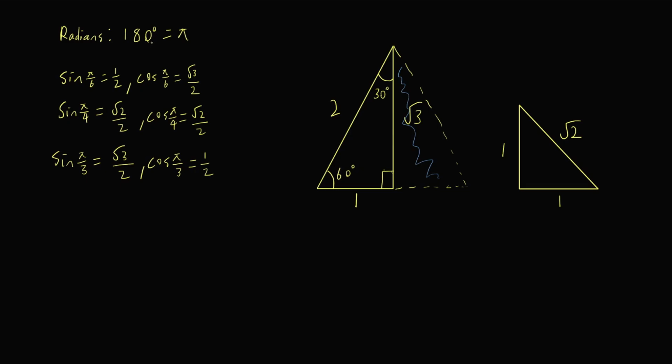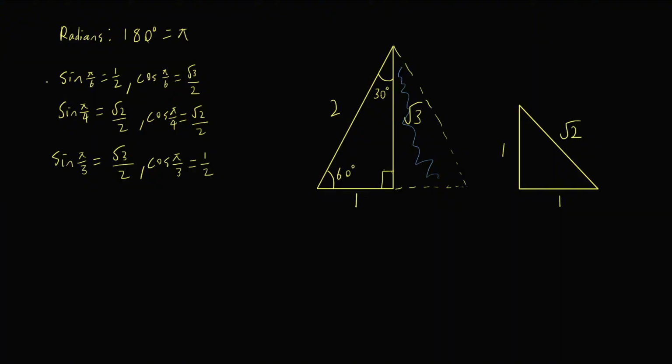Alright, let's talk about special angles, or rather special triangles. First, let's talk about radians though. Radians are another way of measuring angles, but without using degrees. So 180 degrees is equal to pi. Pi is measured in radians.